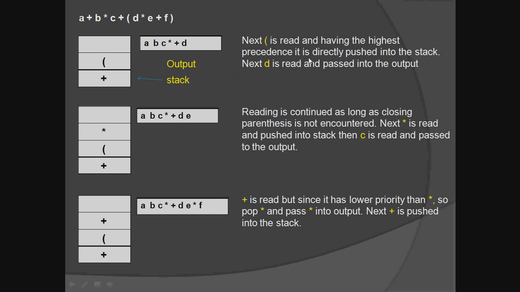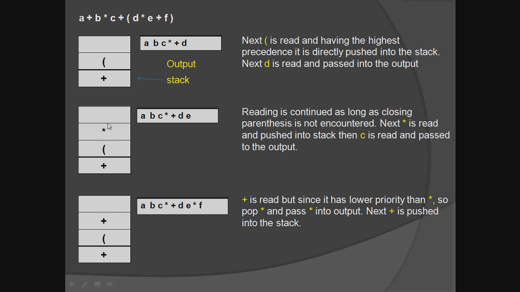Okay, so it's directly pushed into the stack, since it is of much higher precedence than the plus symbol, right? Then after that D will be read and passed to the output, so you get the D variable here. Now, reading will keep on continuing as long as the right side of the parenthesis is not encountered in the infix expression.